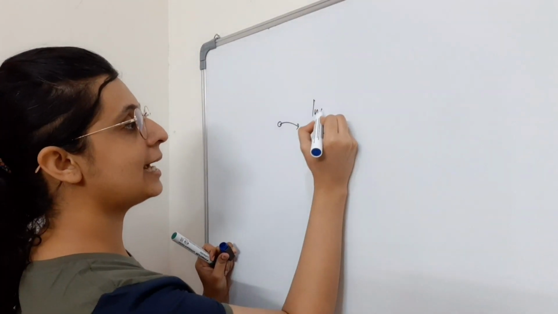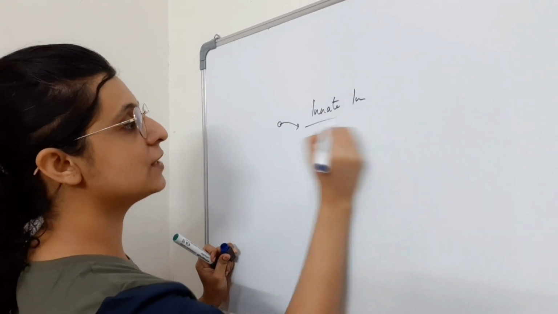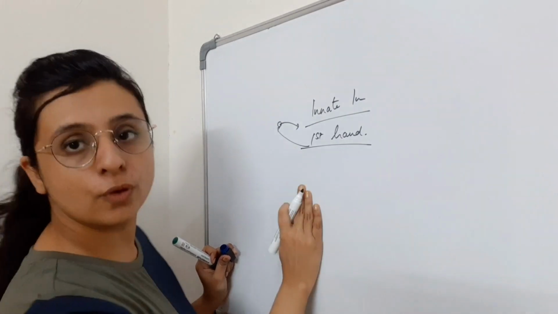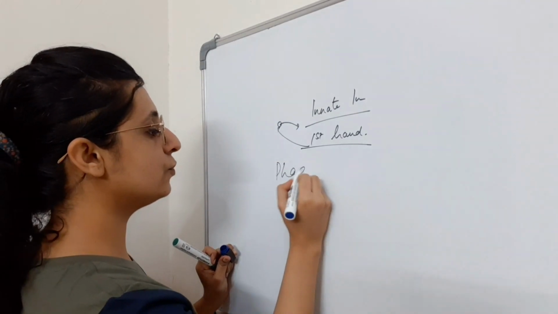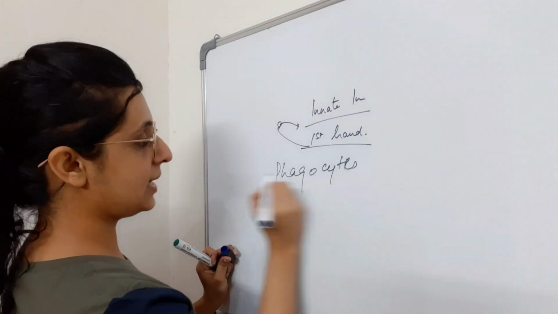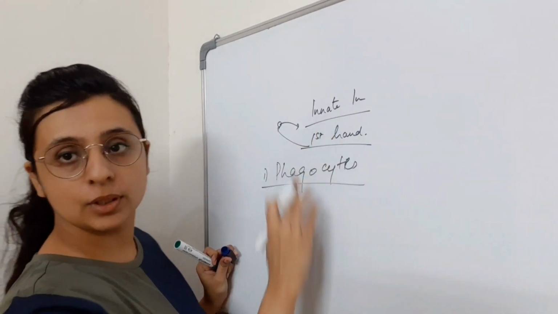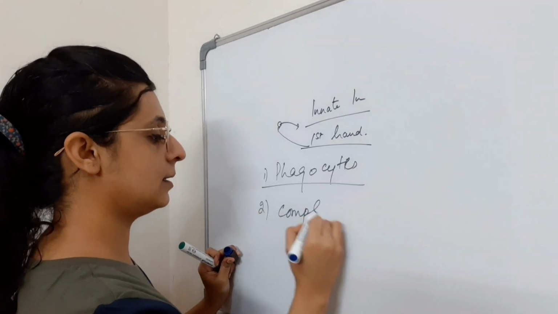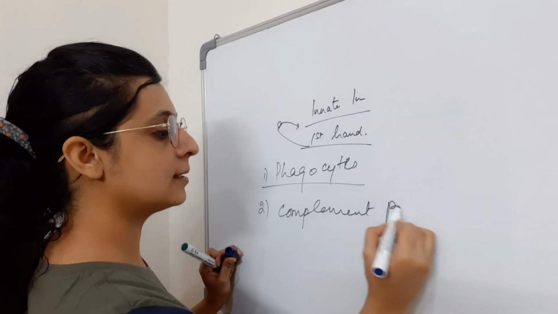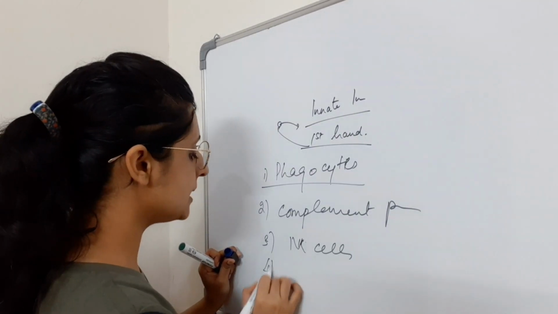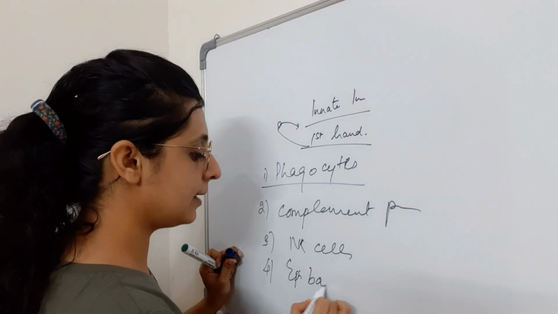it has to interact with your innate immunity, which gives a first-hand experience of your body to the foreign agent, which constitutes four important parts. First is phagocytes. Phagocytes are a very important component of innate immunity. Next is complement proteins. Third is NK cell. And fourth one is epithelial barrier, right?